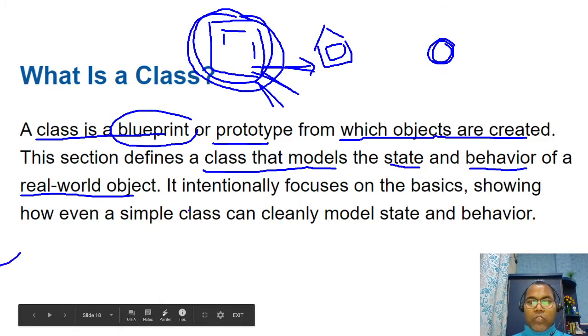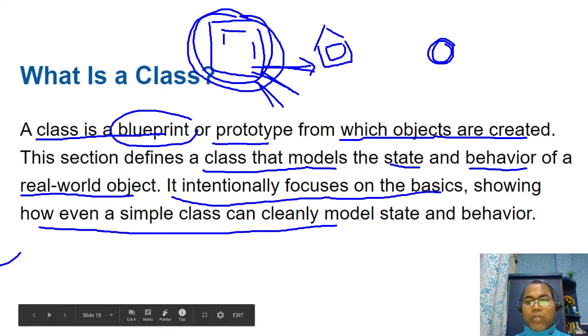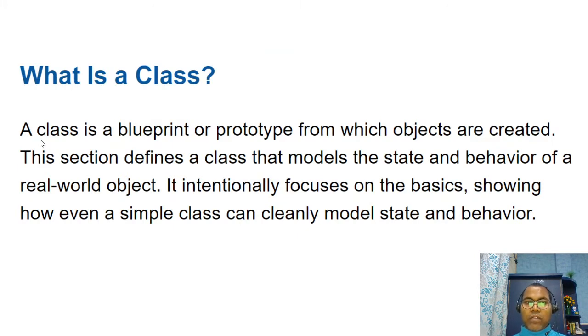It is intentionally focused on the basics, showing how even a simple class can cleanly model state and behavior. That means, simply be clear: a class is a kind of blueprint. A class specifies, for whatever object you are going to create, what the elements and behavior should be for that object. And from one blueprint, we can create a number of objects.